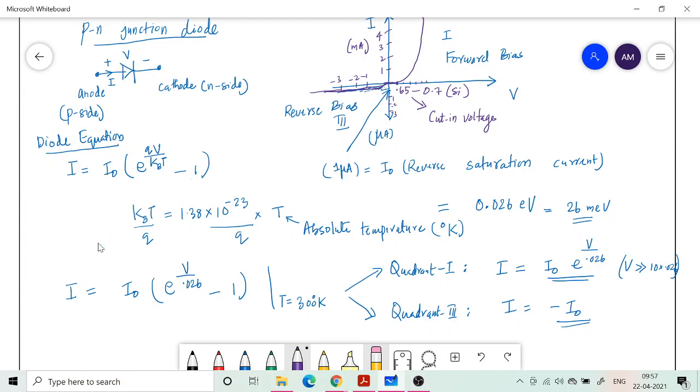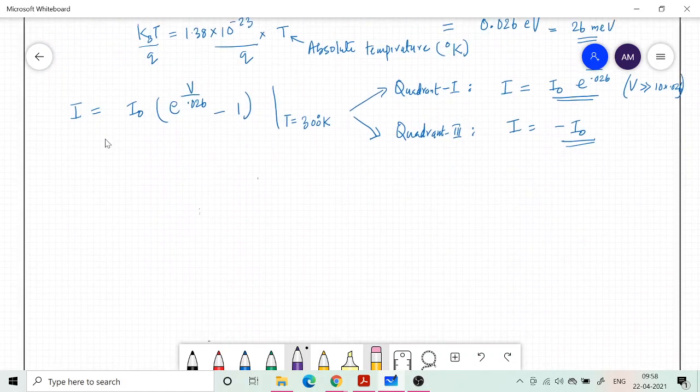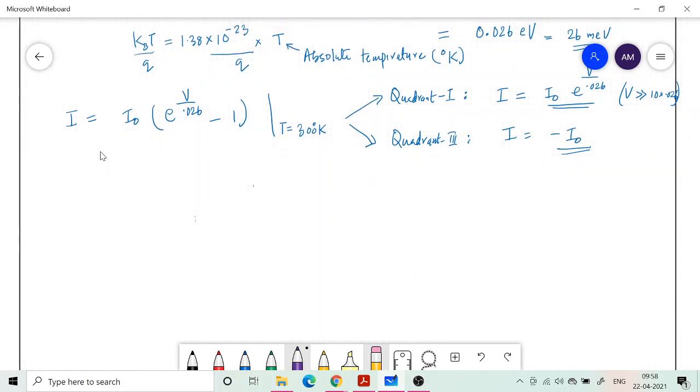It's like minus 1 microampere, minus 2 microampere, because I0 is of the order of a microampere or even a fraction of a microampere depending upon the material. For silicon it will be lesser than 1 microampere. For germanium it will be more than 1 microampere, maybe 10 microampere or 100 microampere, something like that. So that's basically the diode characteristics. You can capture it.